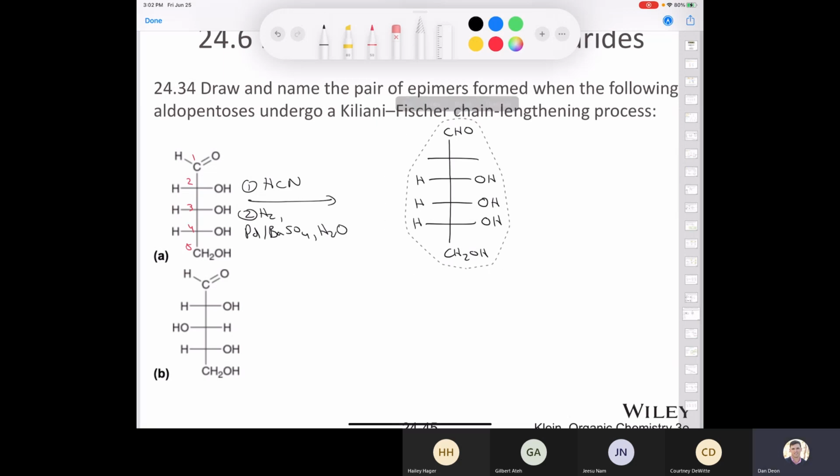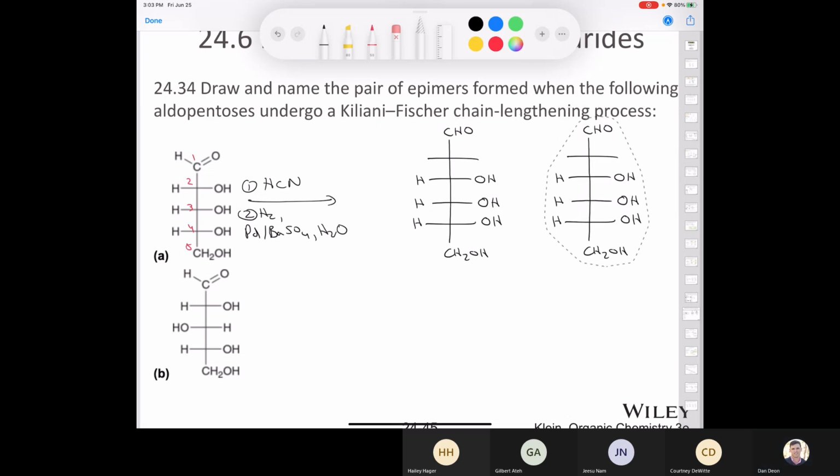So let me draw this first, and then I'll do a copy and paste. So there we go. So we're going to end up with this, which is allose, and then we're going to end up with this, which is altrose. So we end up with D-allose and D-altrose. So again, these are C2 epimers. Right.